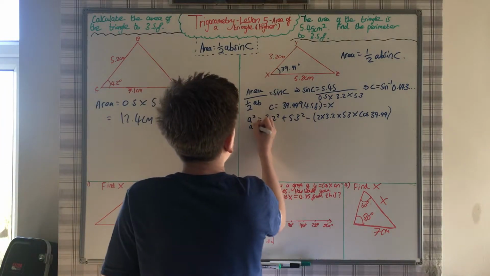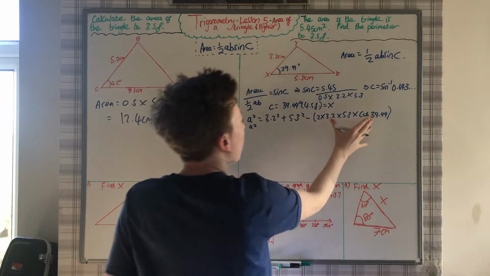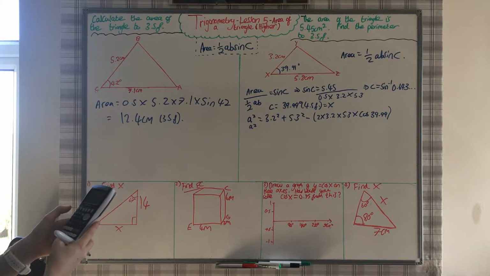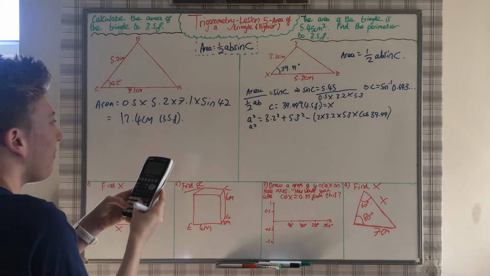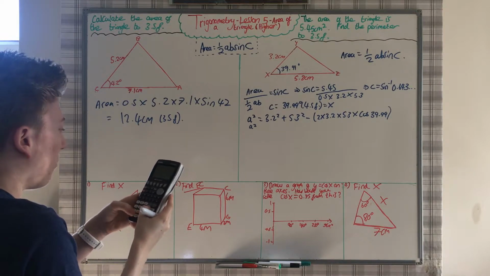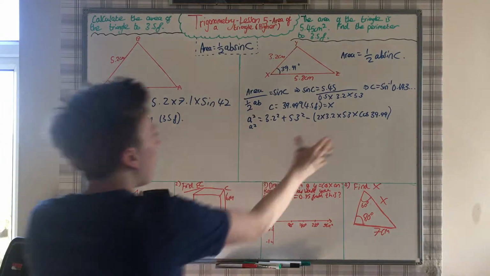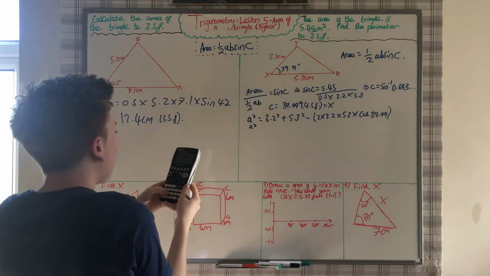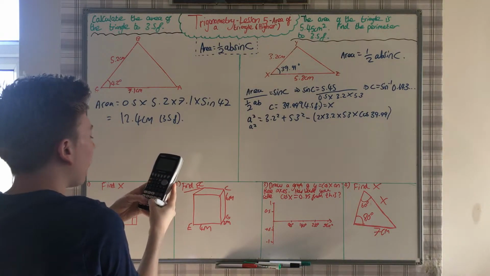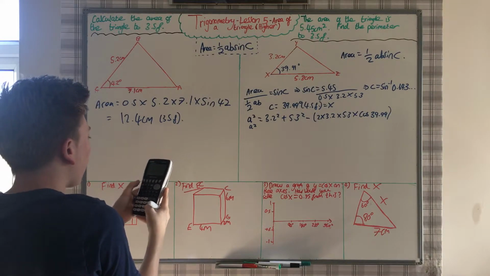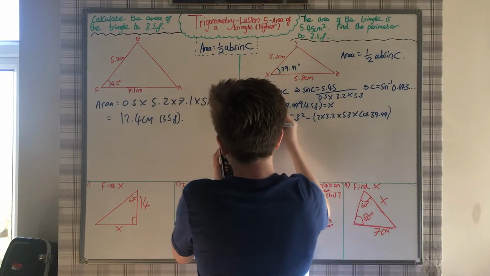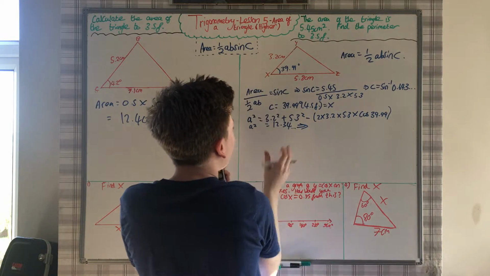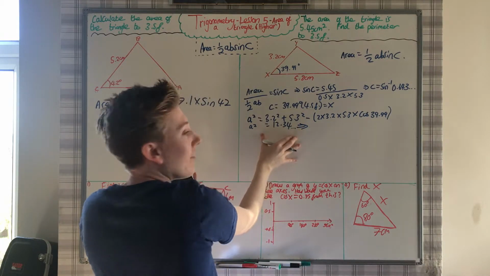So a squared, just typing this whole thing in, I'd work this out first, then subtract this from this. So we get cos of the angle times 5.3 times 3.2 times 2. That gives us this bit, which is 25.98. And we're doing 3.2 squared plus 5.3 squared minus that answer we just got. So a squared is 12.34. Remember to leave the whole thing in your calculator. I'm just rounding it for the sake of saving space.